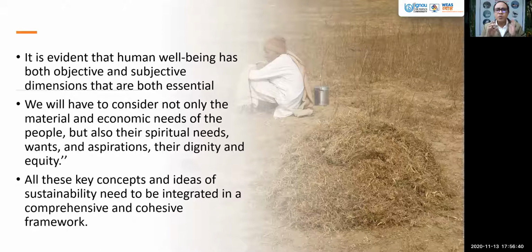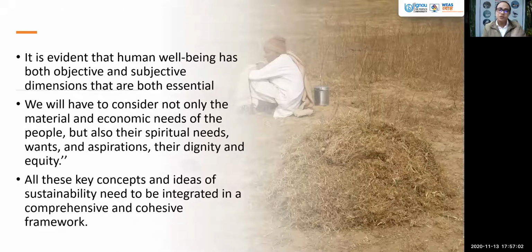See, why are they proposing the Daly triangle? The reason is human well-being has both objective and subjective dimensions. Both these subjective and objective dimensions are essential. So we have to consider not only the material and economic needs of the people, but also their spiritual needs, wants and aspirations, their dignity and equity.